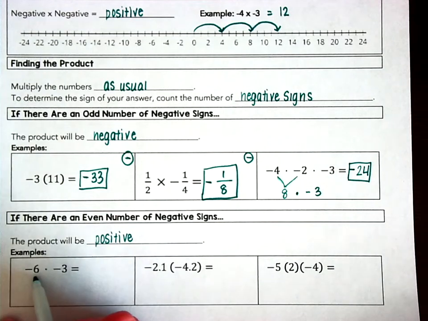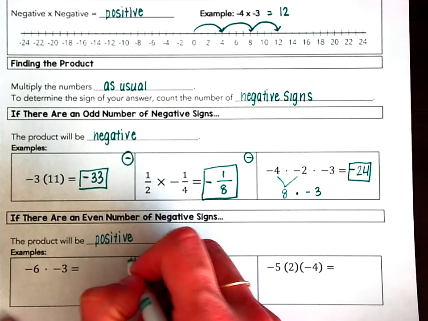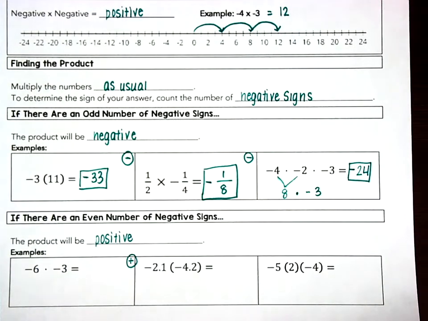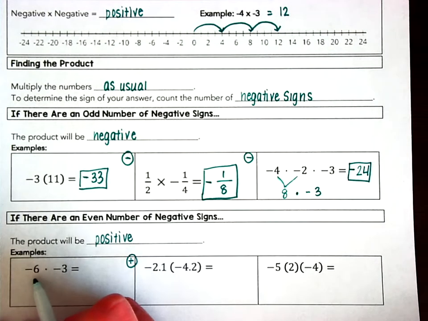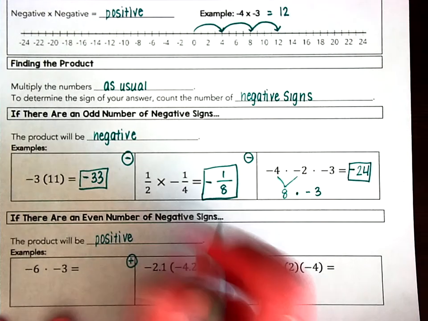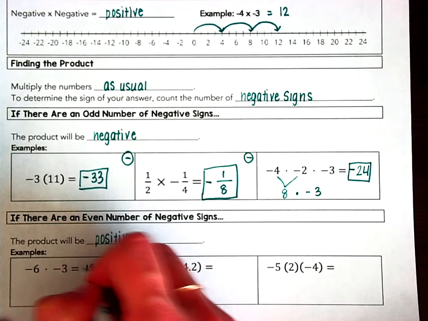So again, we can look here. We have 2 negative signs, a negative times a negative. We know our answer is going to be positive. I like to note that just so I don't forget. And we can multiply as normal. 6 times 3 is 18. And again, we know this is going to be positive 18.